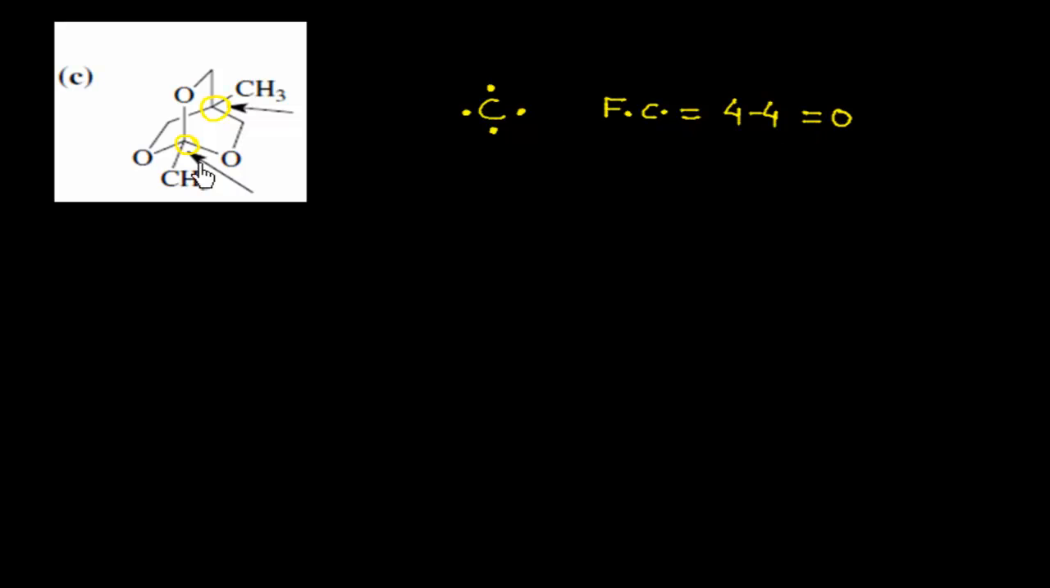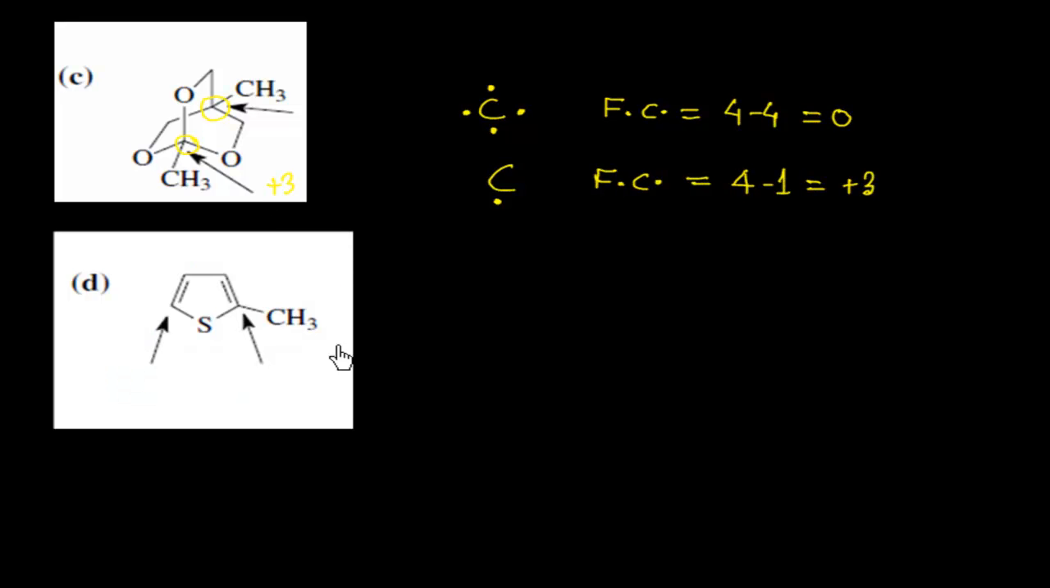Now let us say for this carbon. This carbon is attached to 2 oxygen, so no electron will come. This side also we have oxygen, so no electron will come. This side we have carbon, so 1 electron will come. So formal charge is equal to 4 minus 1, that is plus 3. So the oxidation state of this carbon is basically plus 3.